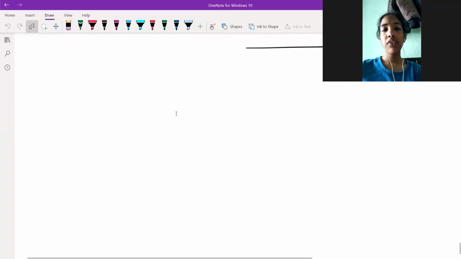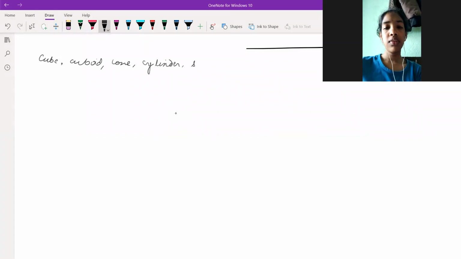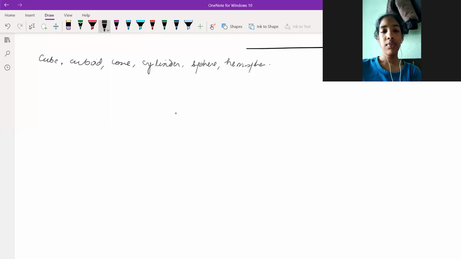Surface area of cube, cuboid, cylinder, prism. You read about cube, the next cuboid, next cone, right? Yes, sir. Then cylinder, like these things you have read, right? Then sphere, and then hemisphere, right? Yes, sir. Okay. So first I'm talking about cube.